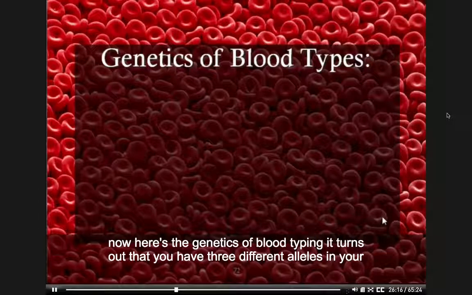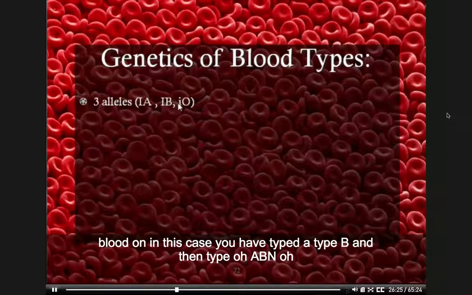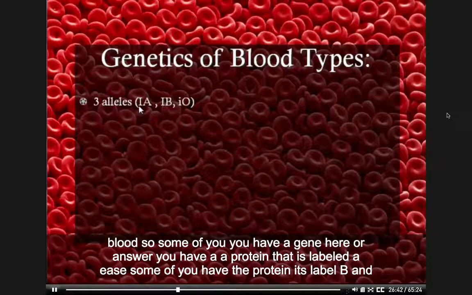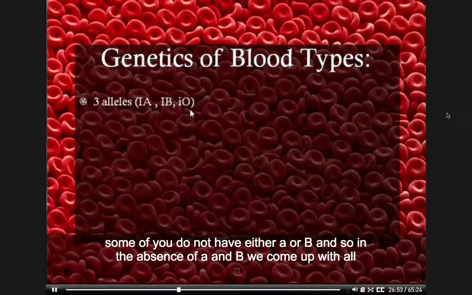Now here's the genetics of blood typing. It turns out that you have 3 different alleles in your blood. In this case, you have type A, type B, and then type O. A, B, and O. Now, the A and the B indicate a particular protein that is found on the outside of your red blood cells. It's what your body uses to identify its own blood. So some of you have a protein that is labeled A. Some of you have a protein that's labeled B. And some of you do not have either A or B. And so in the absence of A and B, we come up with O.